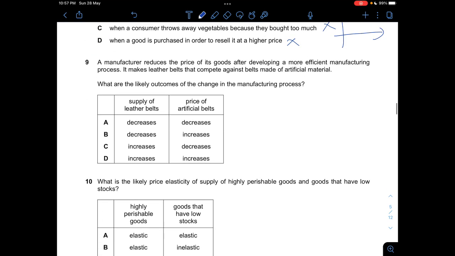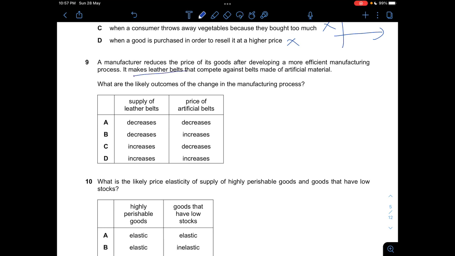Question 9, a manufacturer reduces the price of its goods after developing a more efficient manufacturing process. It makes leather belts that compete against belts made of artificial material. What are the likely outcomes of the change in the manufacturing process? So a manufacturer reduces the price of its goods after developing a more efficient manufacturing process.